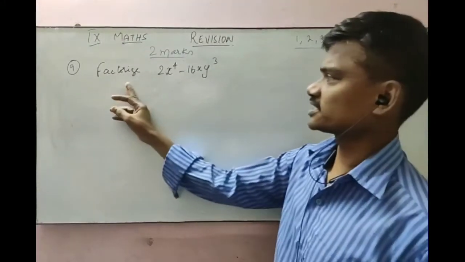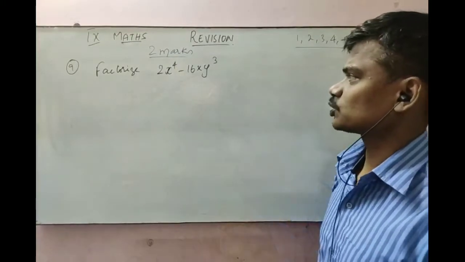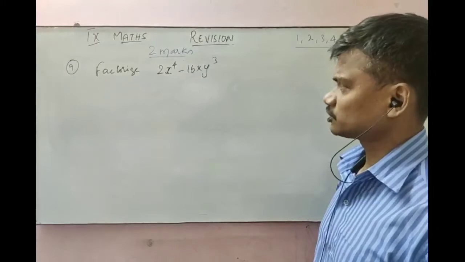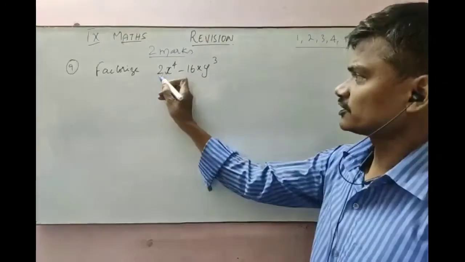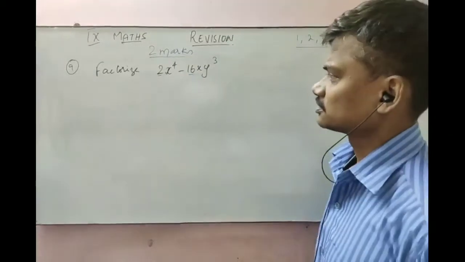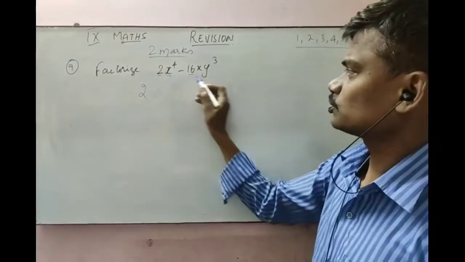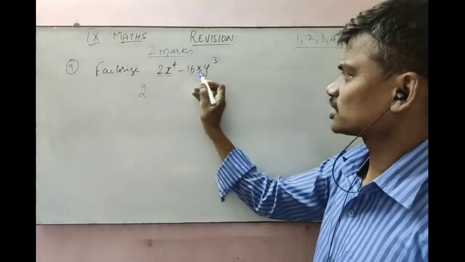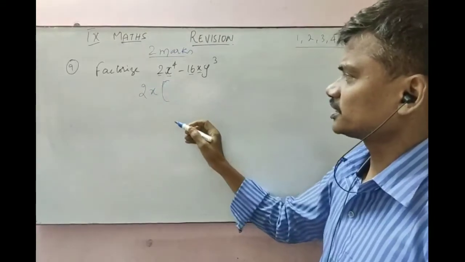Next we are going to factorize the polynomial 2x power 4 minus 16x y cube. Here we have two terms only. In these two terms we have the 2 as a common factor. So I am going to take the 2 as common here. And for x cube and x power 4 and x we can take one x as common. So what will be the remaining?